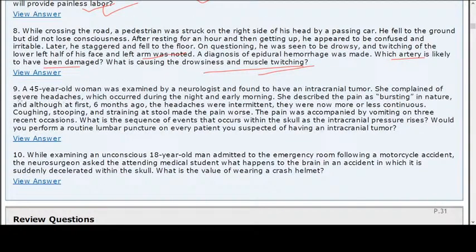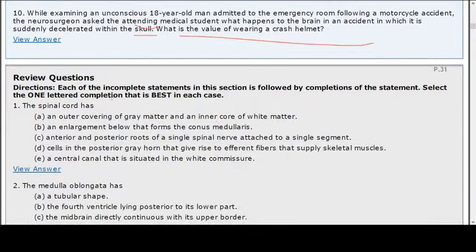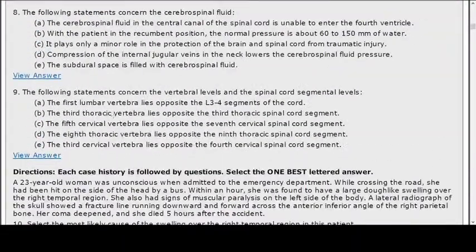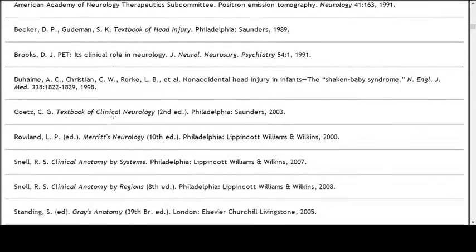Okay, a 45-year-old woman was examined by a neurosurgeon and found to have an intracranial tumor. She complained of a severe headache. While examining an unconscious 18-year-old man admitted to the emergency department after a motorcycle accident, the medical student noted a sudden blow to the skull. What is the matter with the patient? Okay, the review questions. This one is MCQs. The spinal cord has... I should have studied the basics rather than these clinically related ones.